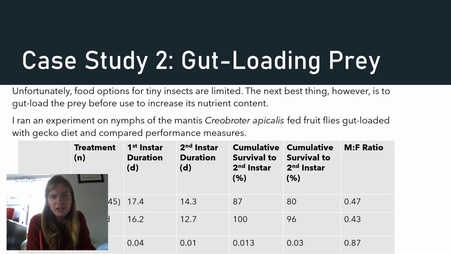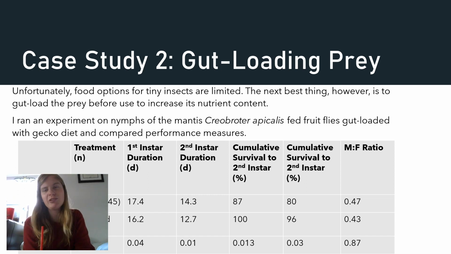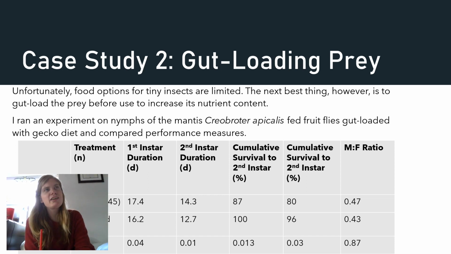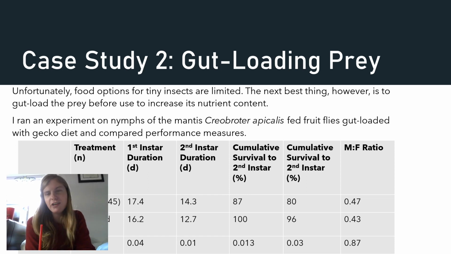And I fed them fruit flies that were either gut-loaded with a crested gecko diet, or a control group that didn't have the crested gecko diet, and I measured a couple of performance measures. Now, remember that this study doesn't look at things like future fertility and adult lifespan. It just looks at the first and second instar duration, the cumulative survival.